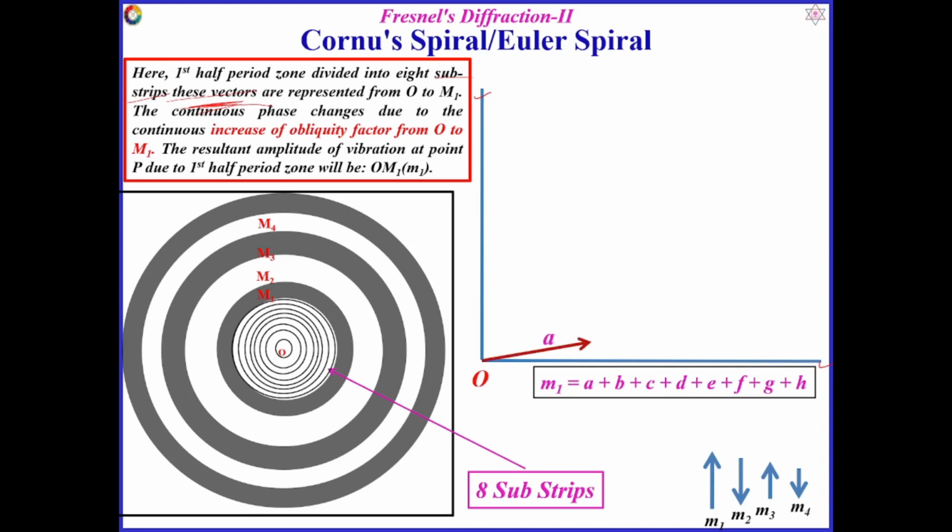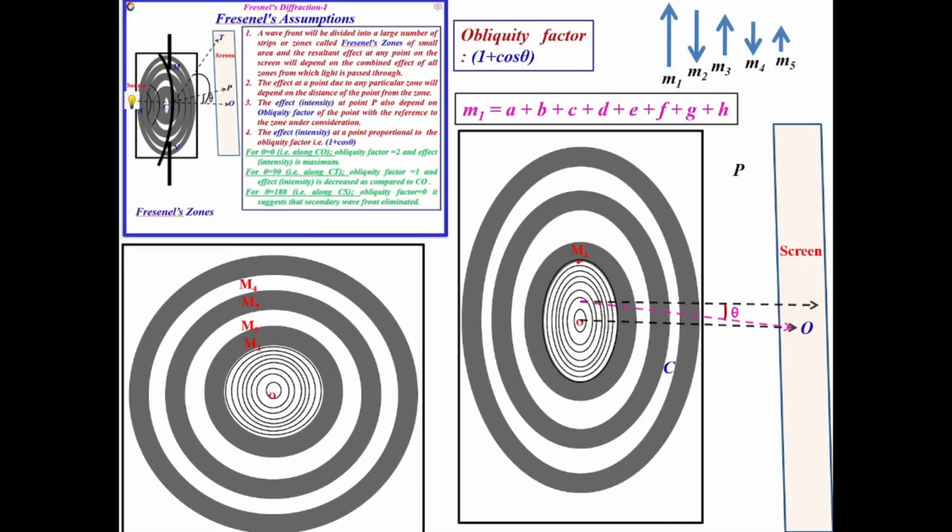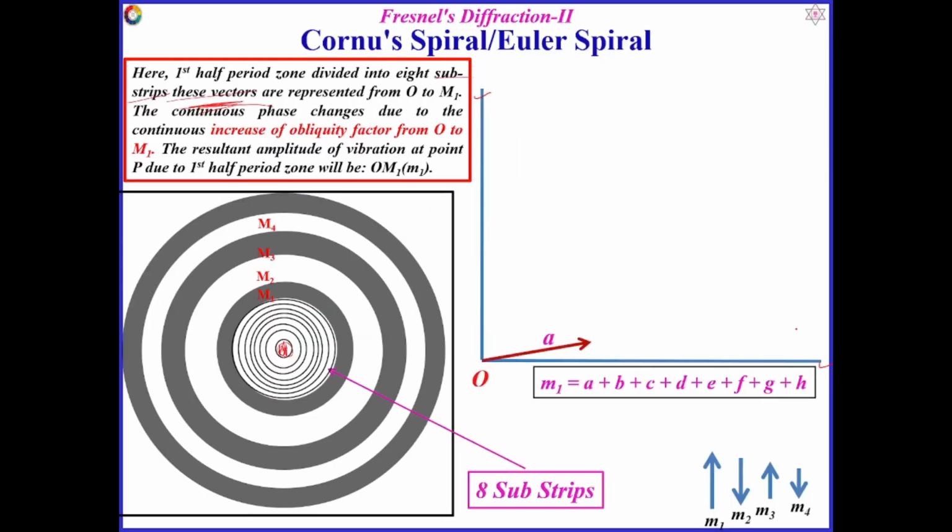The first vector represents the amplitude of vibration due to the first strip at the point O on the screen. So this is the vector having the direction and amplitude of the light which is passed through this first strip, right? Now the B vector, having somewhat decreased magnitude, passed through the second strip and falls on the screen, and C is the vector having direction and magnitude, then D, E, F, G and H. So here the 8 strips are there.